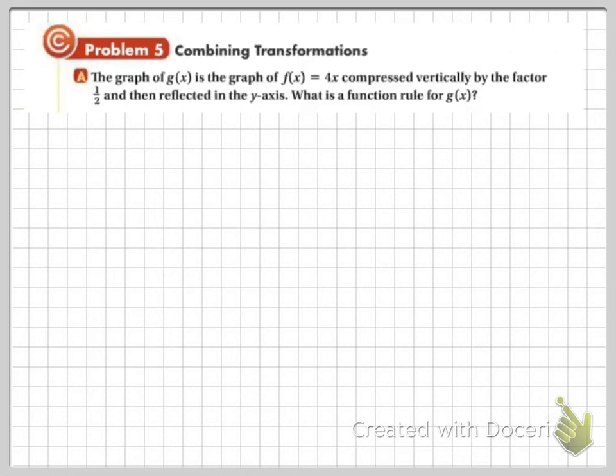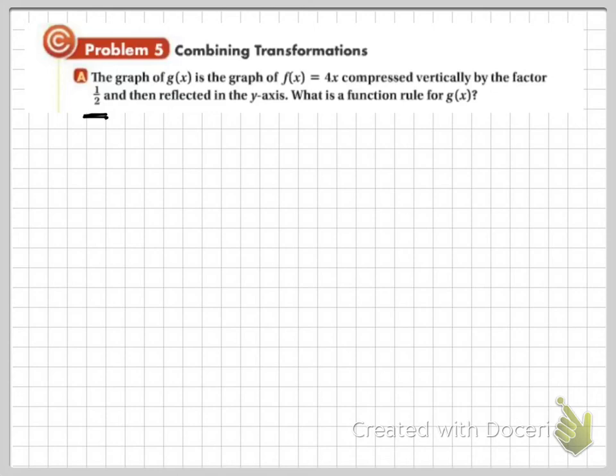Problem 5, the graph of g of x is the graph of f of x equals 4x compressed vertically by a factor of a half and reflected in the y-axis. What is the function rule for g of x? Okay, so in order to compress it by a half, I need to multiply by a half and reflect in the y-axis. I need to flip the x, make the x negative.